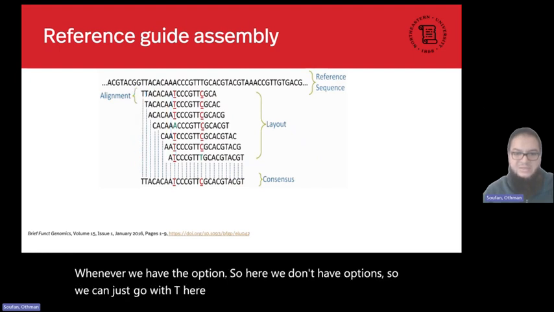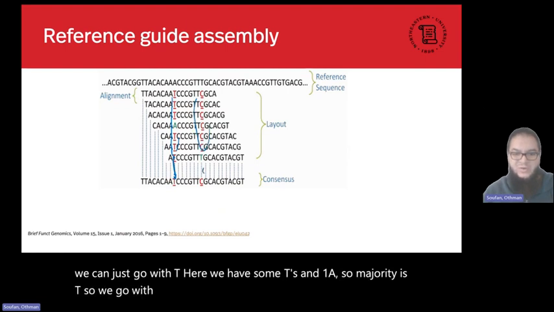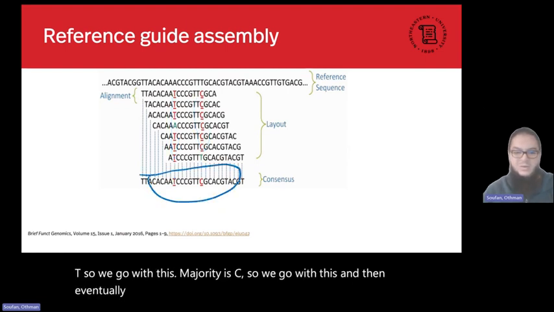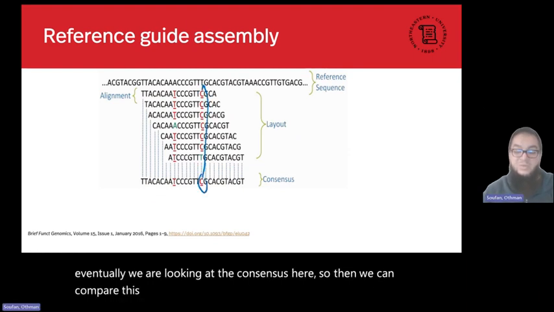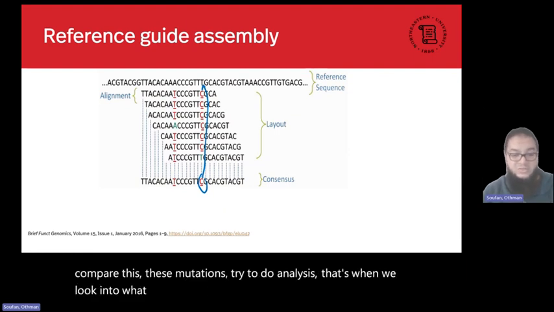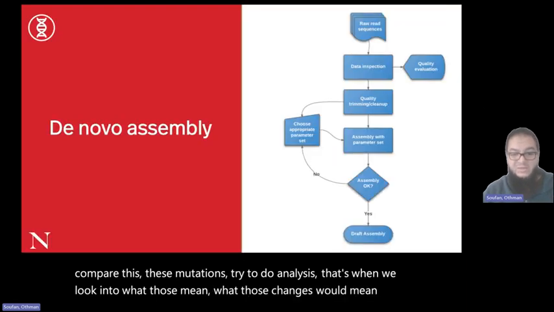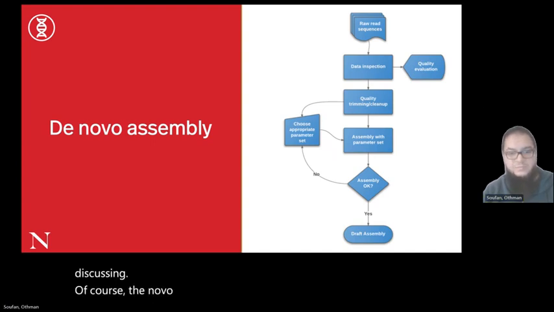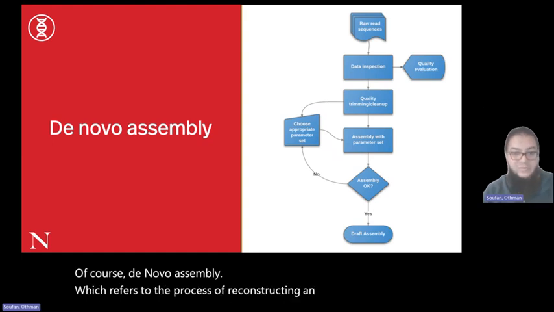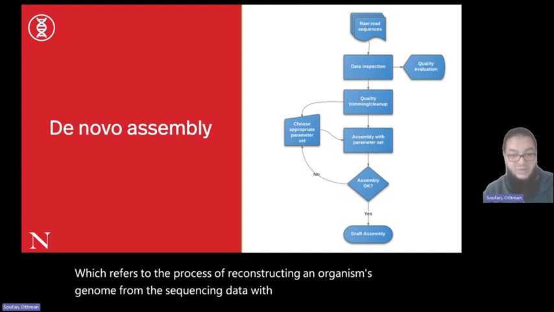Here we have some T's and one A, so majority is T, so we go with this. Majority is C, so we go with this. And then eventually we are looking at the consensus here. So then we can compare these mutations and try to do analysis. That's when we look into what those changes would mean. That's kind of the variant calling process. And we have been discussing, of course, de novo assembly, which refers to the process of reconstructing an organism's genome from the sequencing data without using a reference genome.